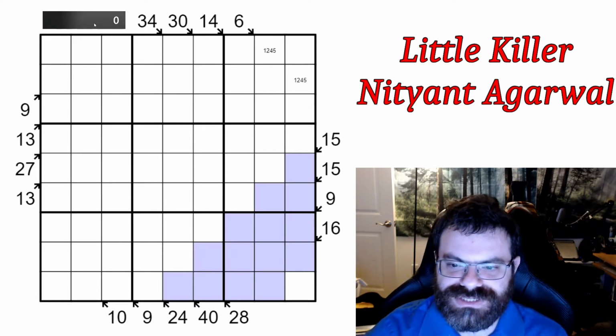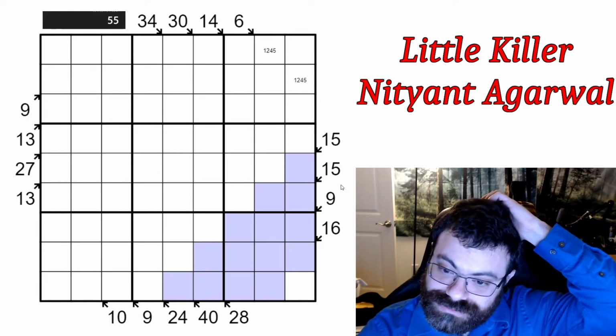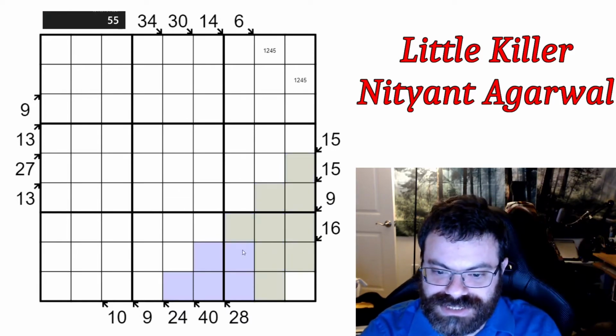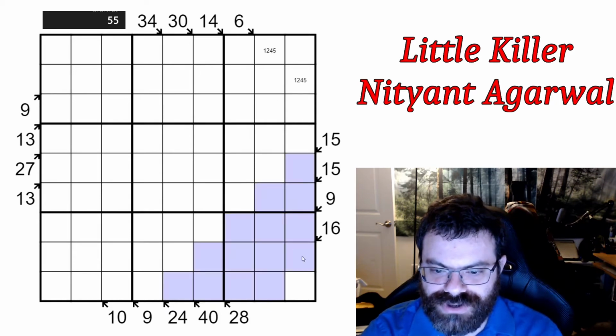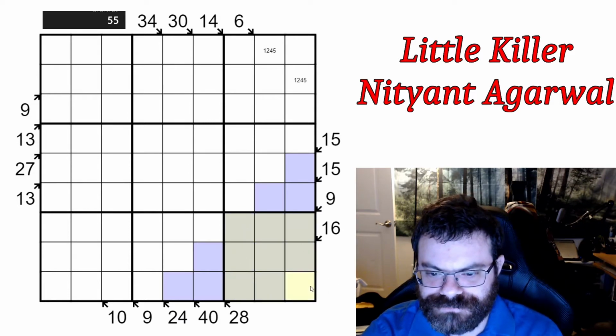Hopefully that's fairly obvious to see. So that's going to be 15 plus 15 plus 9 plus 16. So that's 55. So all of these cells add to 55. Now what we also know is that this box adds to 45 because it has all the digits from 1 to 9. So let me mark that orange.